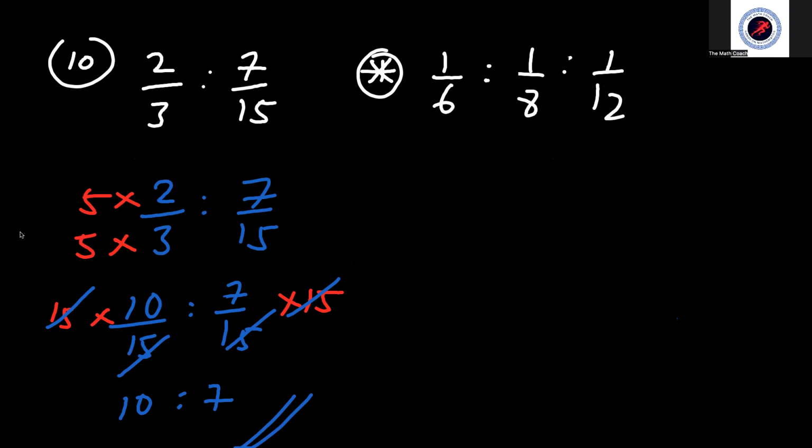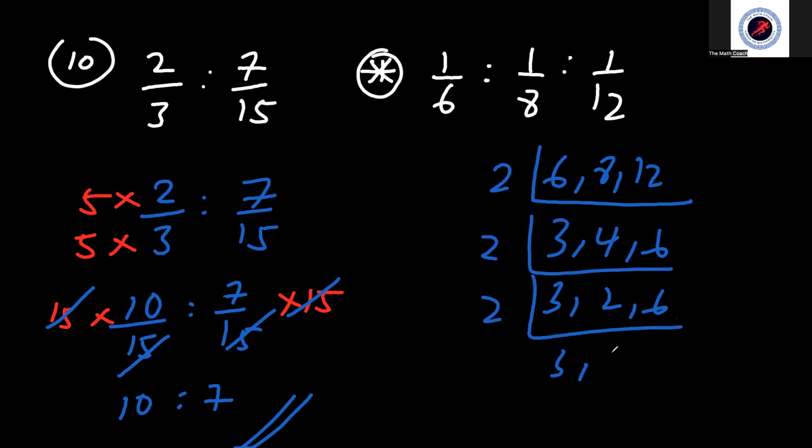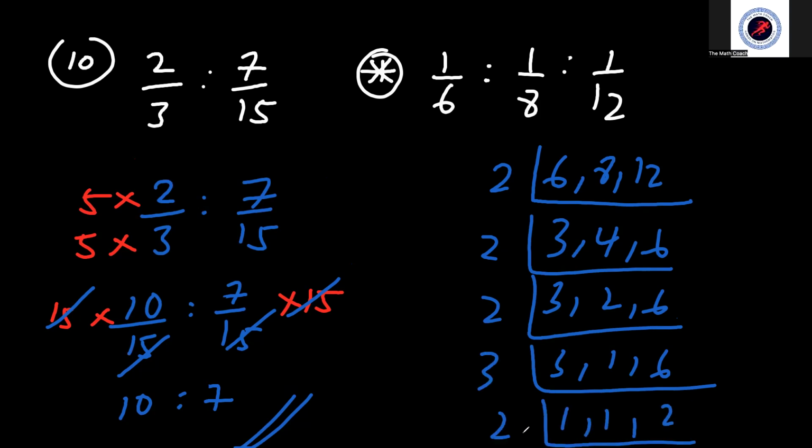Do you have it in your mind? The easiest way to go is to use the LCM method. So 6, 8, 12. If you go with LCM, the smallest prime number is going to be 2, right? So 2. So it's going to be 3, 4, 6. Again, 2. 3, 2, 6. Again, 2. 3, 1, 6. Now 3. 1, 1, 2. Again 2. 1, 1, 1.